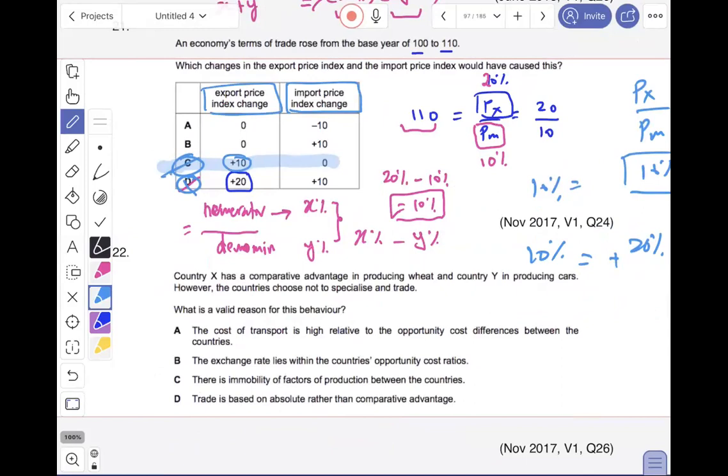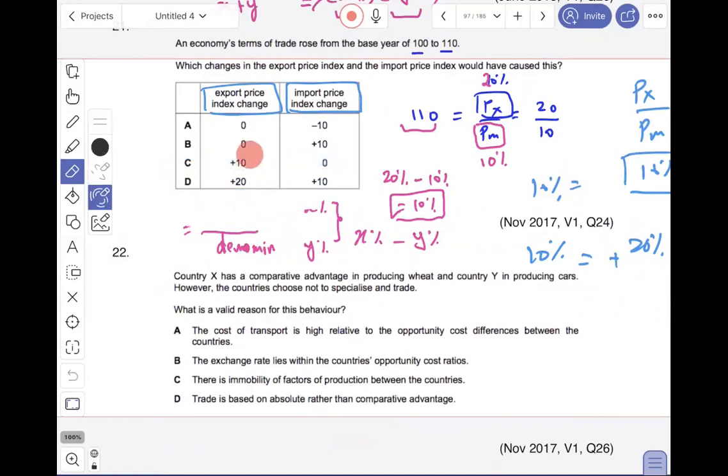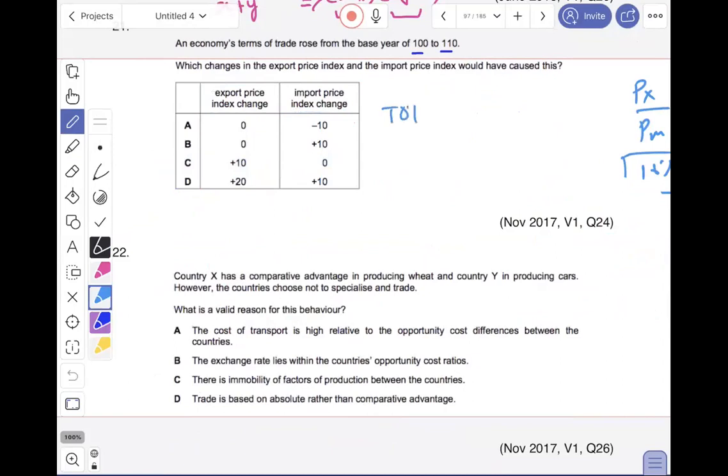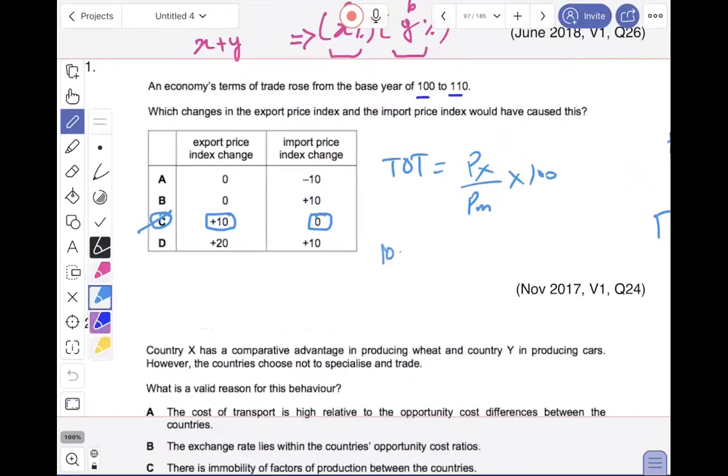Let me explain this one more time for everyone. But for that, let's just assume right now that this percentage rule does not apply. If the percentage rule does not apply, then terms of trade is simply PX over PM times 100. If PX is going up by 10% and PM is not changing at all, then when the terms of trade goes from 100 to 110, the right answer would be because export prices are going up by 10%. So your index will become 110. Does that make sense?